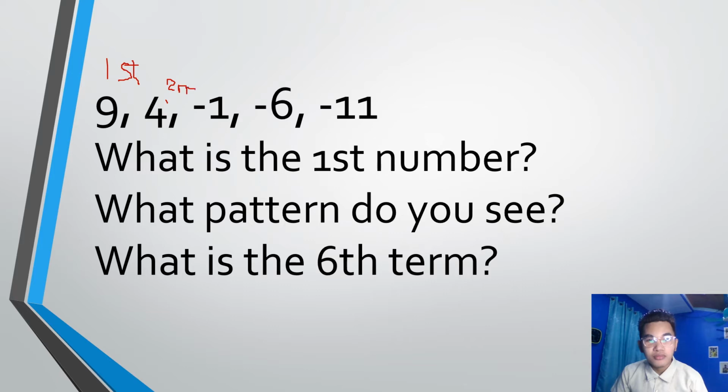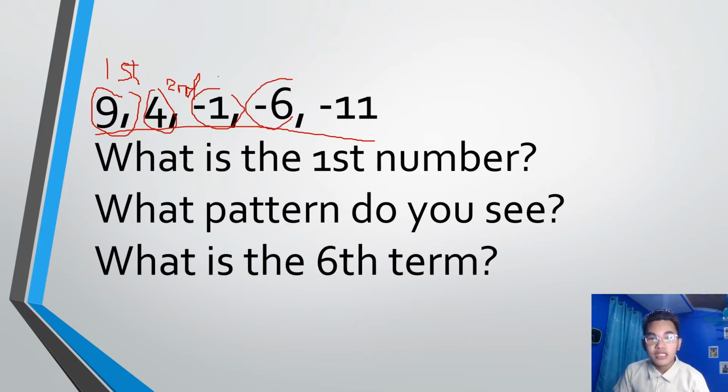Second term, and so on: third, fourth, fifth term. Okay, so this is really a sequence, as you can see. It is a sequence because the numbers follow one after another: 9, 4, negative 1, negative 6, and negative 11.